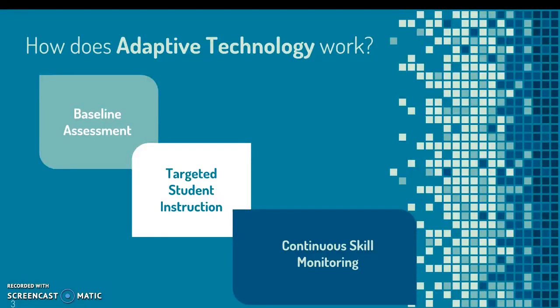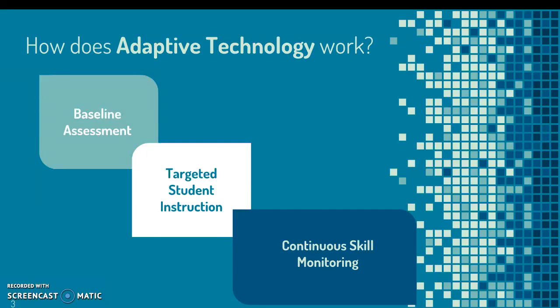Next, we're going to talk about how adaptive technology works. This flow here, I'll get into a little bit later, but it has many different methods for assessing the current levels of understanding of students. In many cases, including the ALEKS program, the program administers a baseline assessment. Students answer questions and the responses dictate the subsequent questions to give an accurate portrayal of the student's current level of functioning.